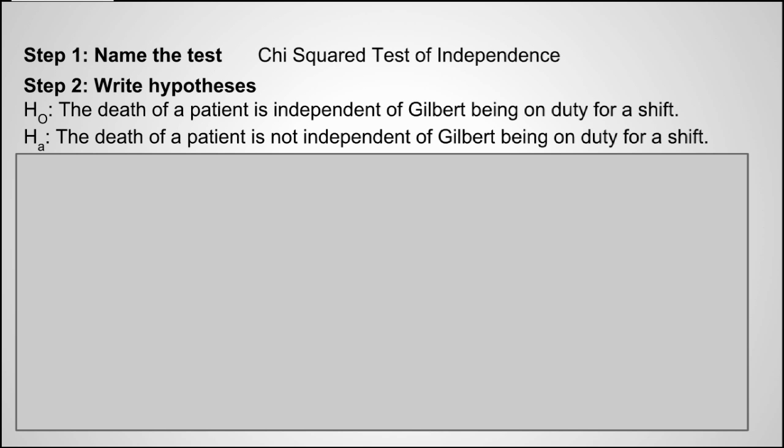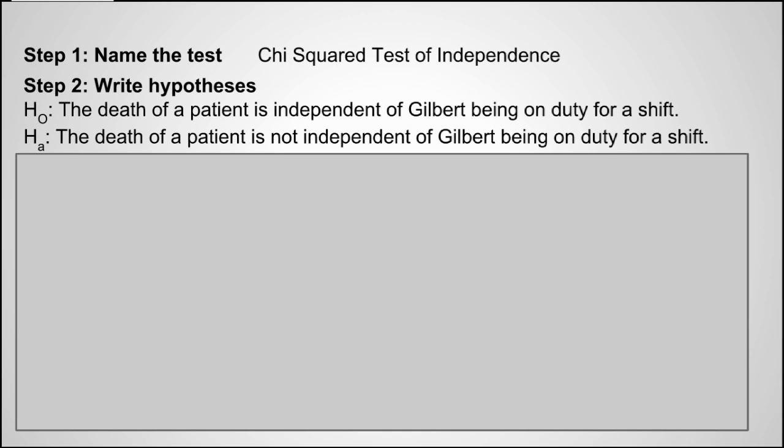So step 1, of course, if this is an FRQ, just name the test that you will be doing, the chi-squared test of independence. Step 2, write your hypotheses in complete sentences. For your null hypothesis, make sure that you write both the variables are independent. And for your alternate hypothesis, make sure that you write the two variables are not independent. Do not write that they're dependent, because you're only testing for independence between the two variables.